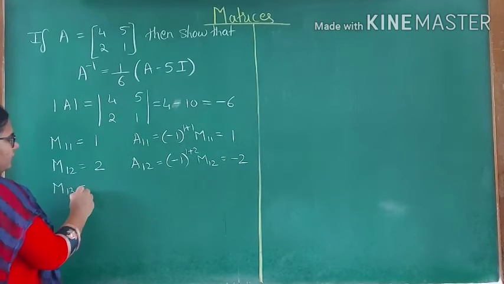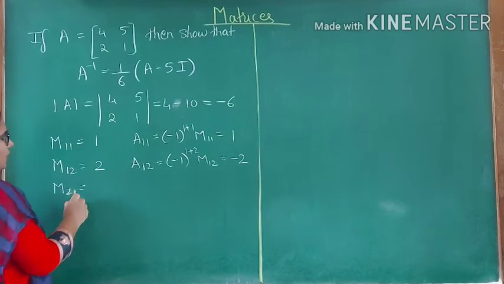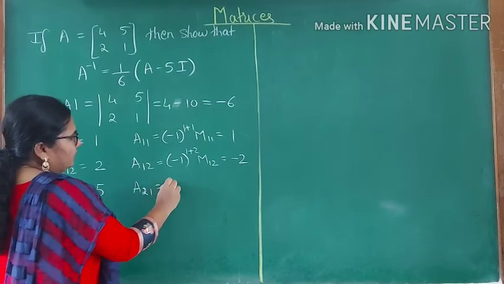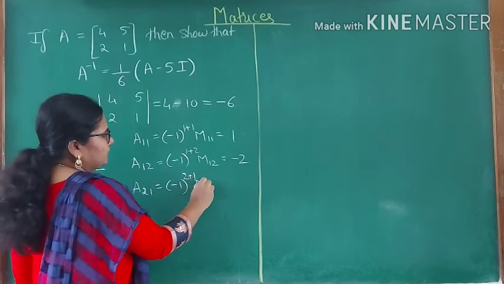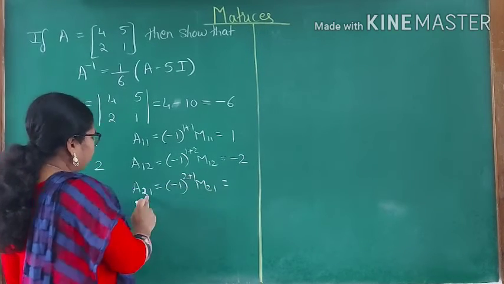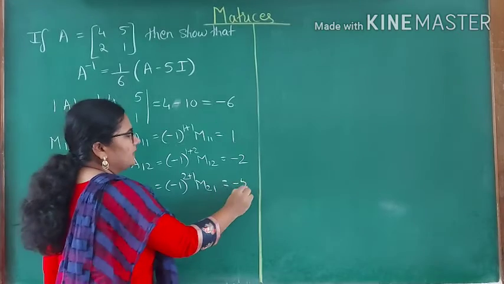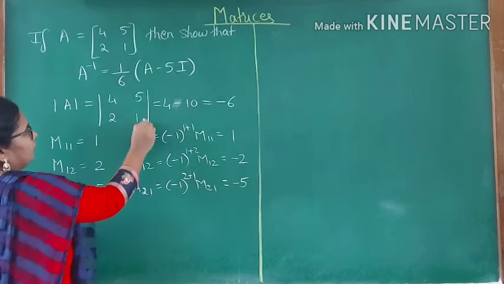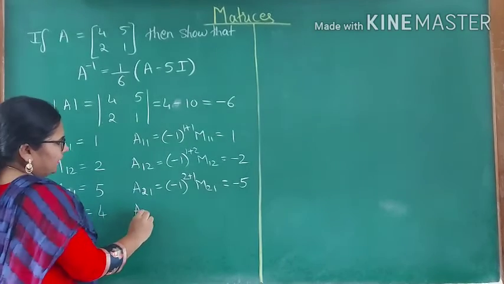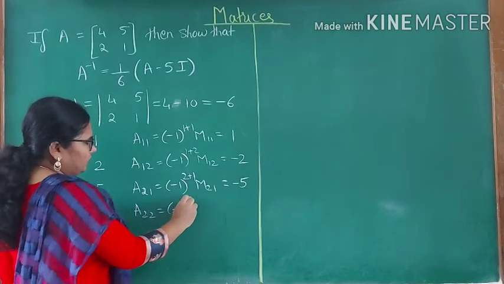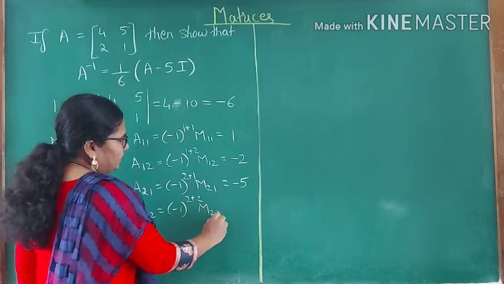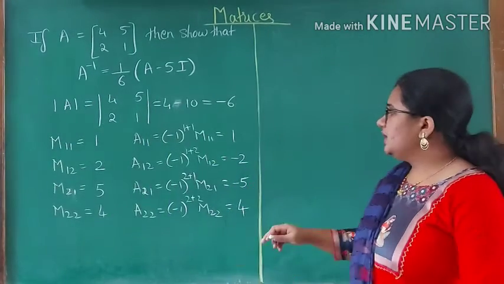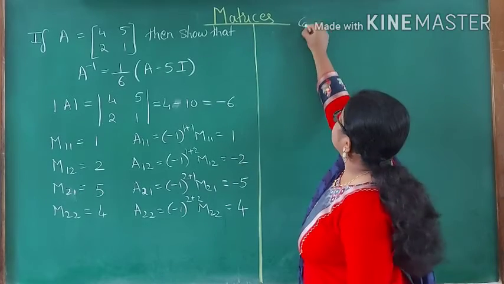Then M21. Second row, first column elimination, answer is 5. A21 will be equal to minus 1 to the power 2 plus 1 into M21. Again odd power sign will get changed. So this will become minus 5. Then M22 will be equal to second row, second column, answer is 4. So A22 will be equal to minus 1 to the power 2 plus 2 into M22. Even power addition value will remain same. Yes? Therefore, what will be the cofactor matrix?